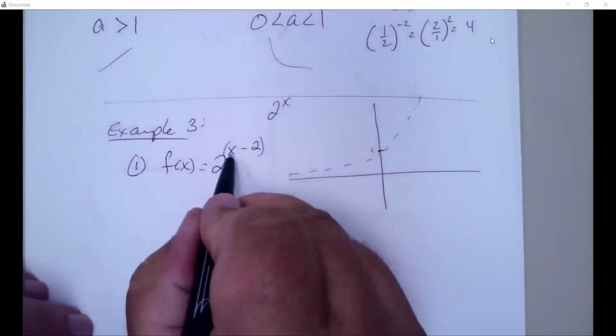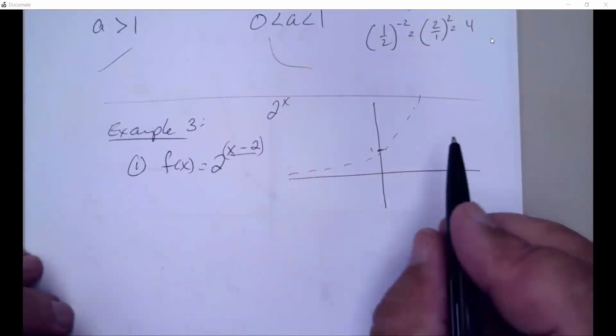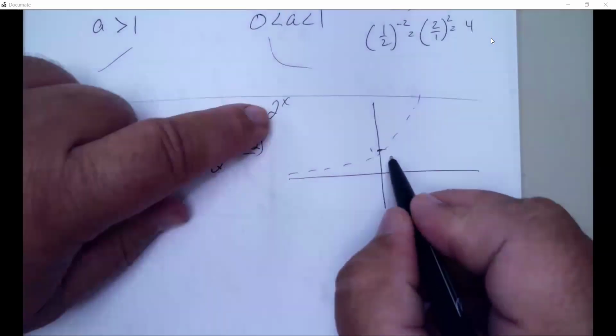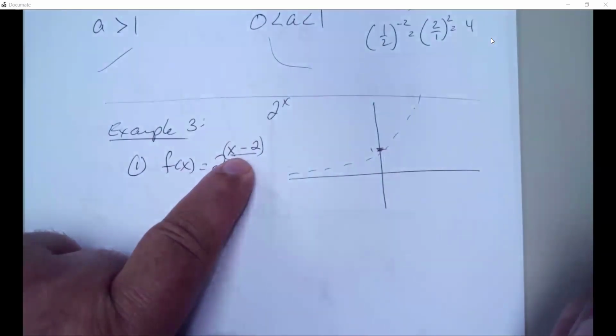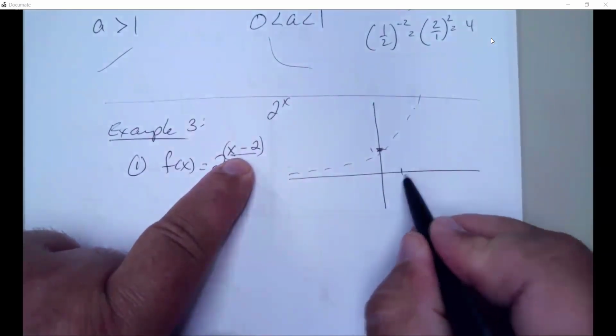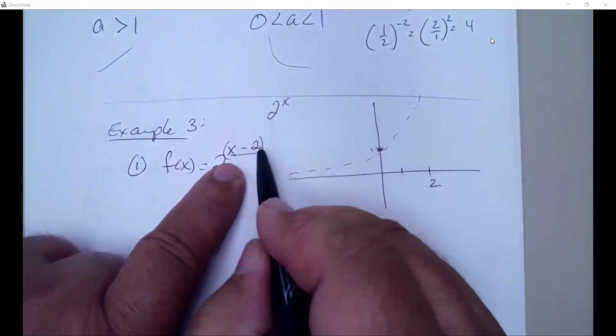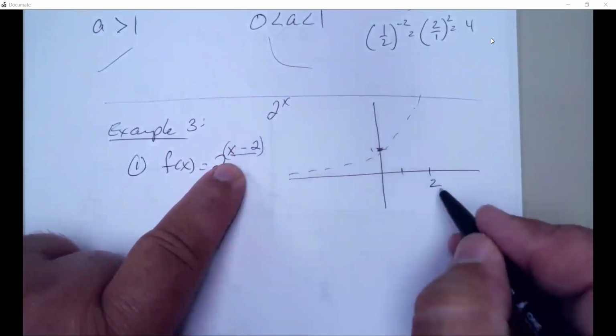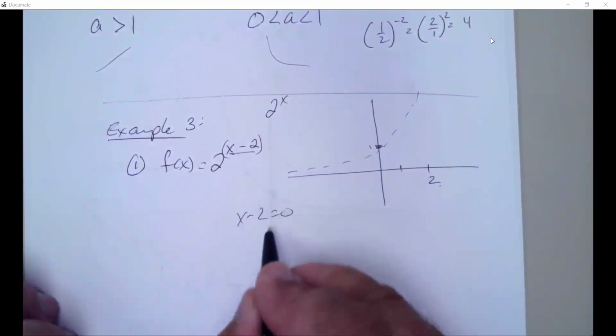Nope. It's a horizontal shift. Whenever you affect x first, it's a horizontal shift. So what this does, remember, when x was 0, it equaled 1. When would the top equal 0? When x is what? x minus 2. What would x have to be to make this equal 0? 2. x minus 2 equals 0.